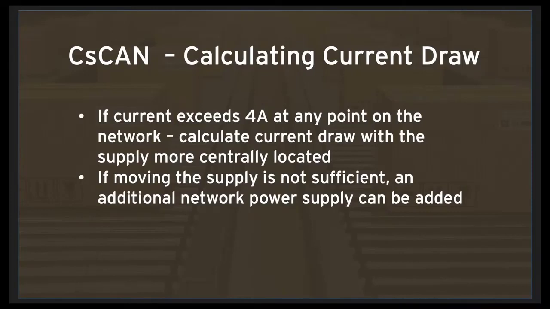Now, what happens if current does exceed 4 amps at any point on the network? Well, if your power supply is not in the center, try moving it to the center. That should break up the current to the point where on either side of the power supply, you should be below 4 amps. If that isn't good enough, in other words, that didn't help enough, then you'll need to add an additional network power supply to the network.